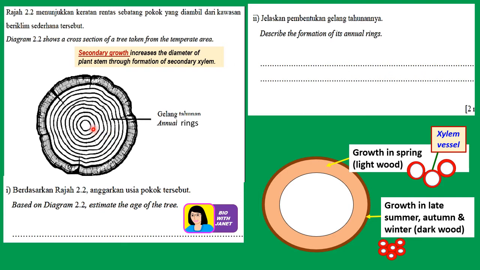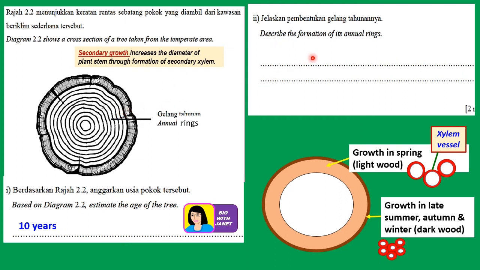So let's count the number of rings to know the age of the tree. Starting from this black line here, 1, 2, 3, 4, 5, 6, 7, 8, 9, and 10. Okay, so this tree is 10 years old. Okay, and each ring is 1 year's growth. Now, describe the formation of these annual rings.